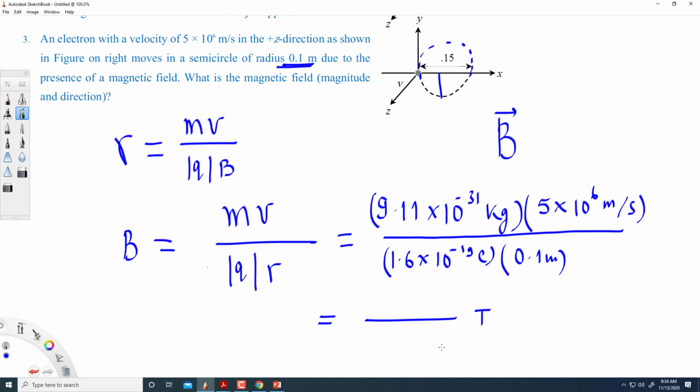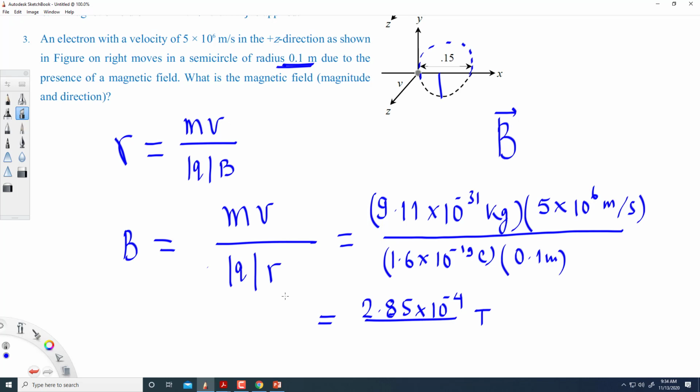So what's the value you got? 2.85 times 10 to what? Negative 4. Okay, so that's the magnetic field.